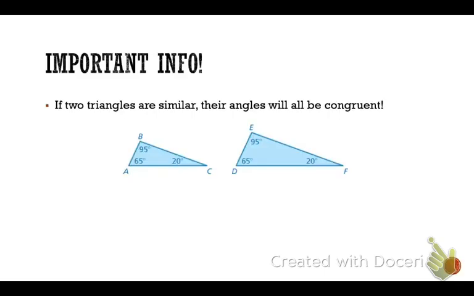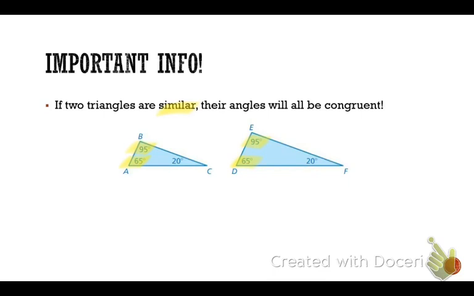So here's something you need to know. If two triangles are similar, they're different sizes, but all of their sides have the same ratios, and the angles are going to be congruent. So that's what we see here. Angle A is 65 degrees. What's angle D? 65 degrees. So even though the triangle is bigger, its angle measurement is still the same. Angle B is 95 degrees. Well, guess what? Angle E is also 95 degrees.